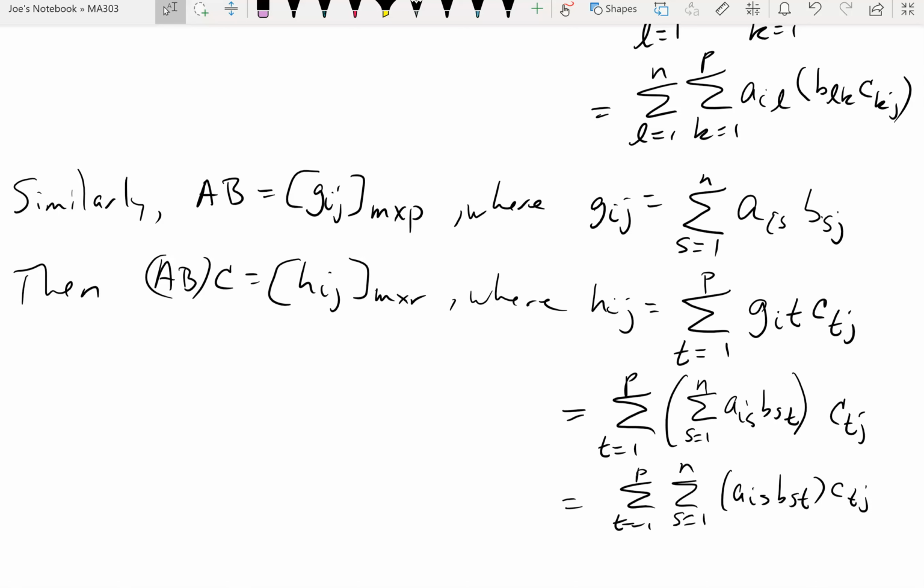L, K, T, and S. Okay, so the L and the K and the T and the S look different, right? But they're all in the same relative spots. I got an L, I got an S, in each one. They're all in the same relative spots, right? Same idea for the other one. I got a K, I got a T, each time.